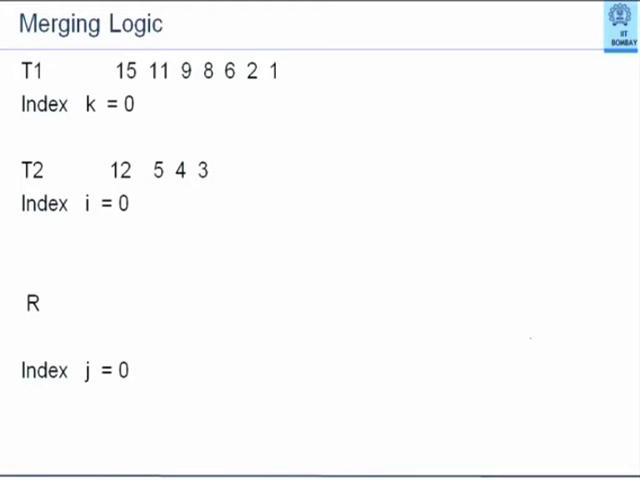I have an array T1. I associate an index k with that array. Initially, I start with 0. I have an array T2. I associate an index i. Again, I start with 0. So k is married to T1, i is married to T2. The resultant array R is to be constructed. I associate an index j with R. That means any time I push some element into R, I will increment j by 1.